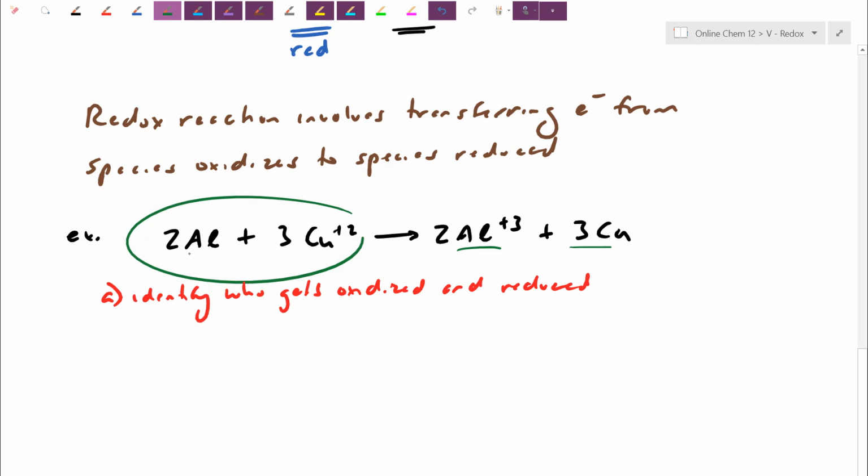I want to pick between aluminum and copper +2, who's oxidized and who's reduced. You can think through the definitions. You can say, Leo the lion, oxidation is a loss of electrons. If I lose electrons, my charge should actually increase. Well, here we go from aluminum, and then we suddenly go to Al +3. You'll notice my charge has gone up by 3. Because this charge has gone up, I would predict the reactant that was involved is the chemical that was oxidized. How about reduced?